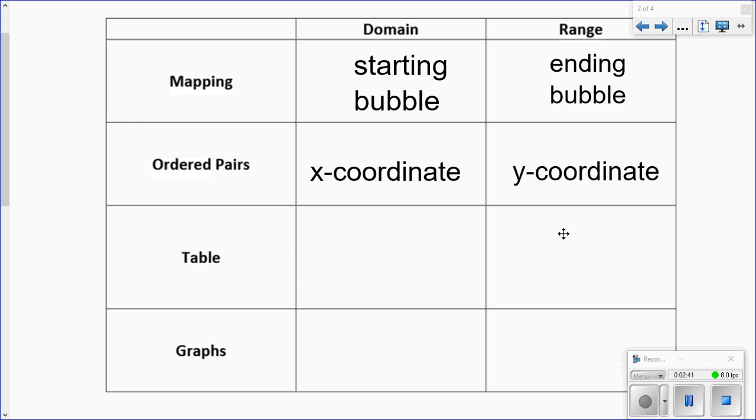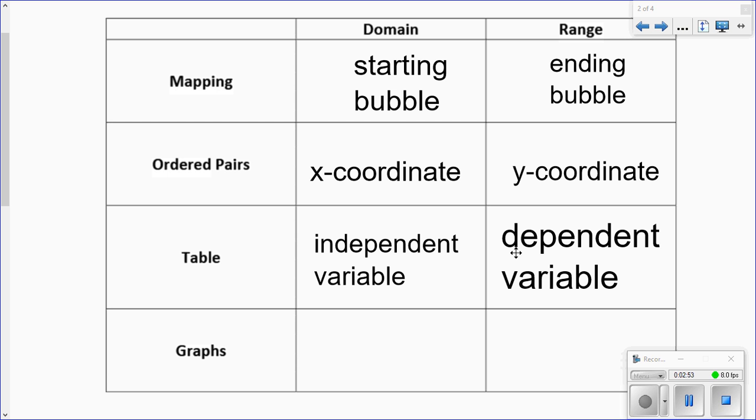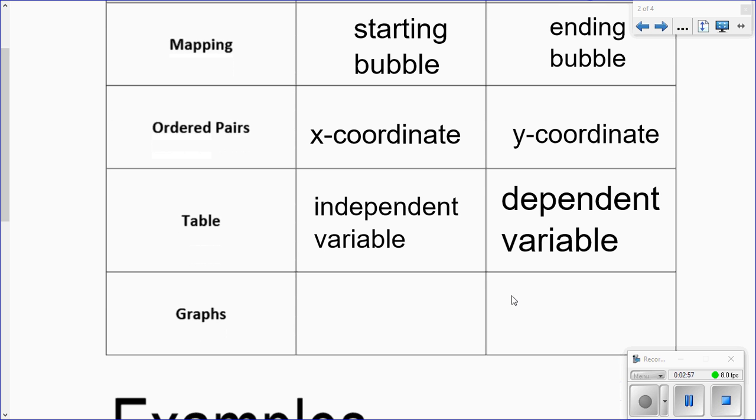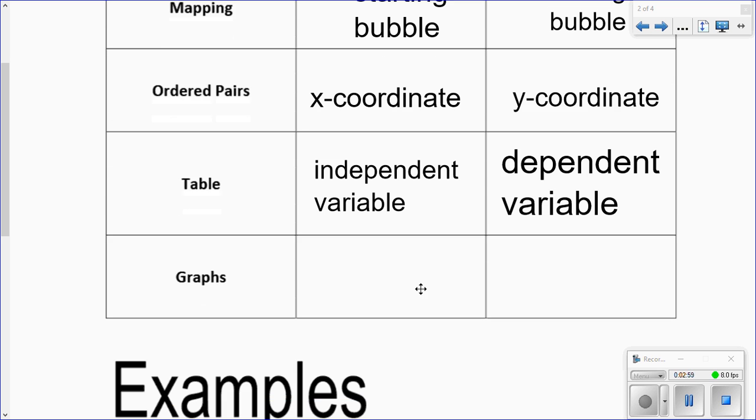So sometimes they'll use a real world situation or give you like a word problem with the table, in which case you're going to look for the independent variable, which is your x, your domain, and the dependent variable is your y, the range. So that goes back to what you learned in science. Graphs. You're just going to look for the x value of the point for your domain, and the y value of the point is your range.